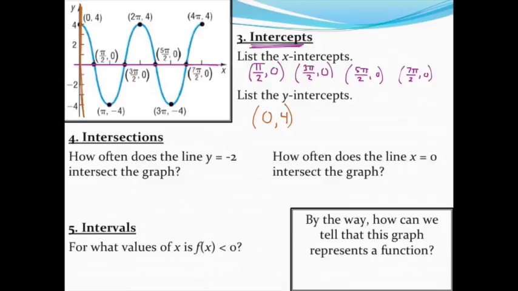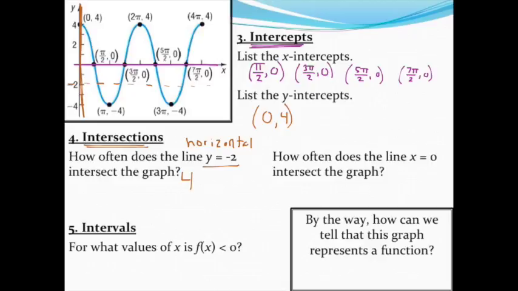Okay? I may be asked about intersections, where lines intersect graphs. They asked me about the line y equals -2, and they ask how many times does that intersect my graph. Well, the line y equals -2, hopefully you recall, is a horizontal line. So if I count down 2 spaces and draw a horizontal line, I can see that my graph touches that line a total of 4 times. They don't ask me for the coordinates of the intersection points. They may later, but for now they don't.